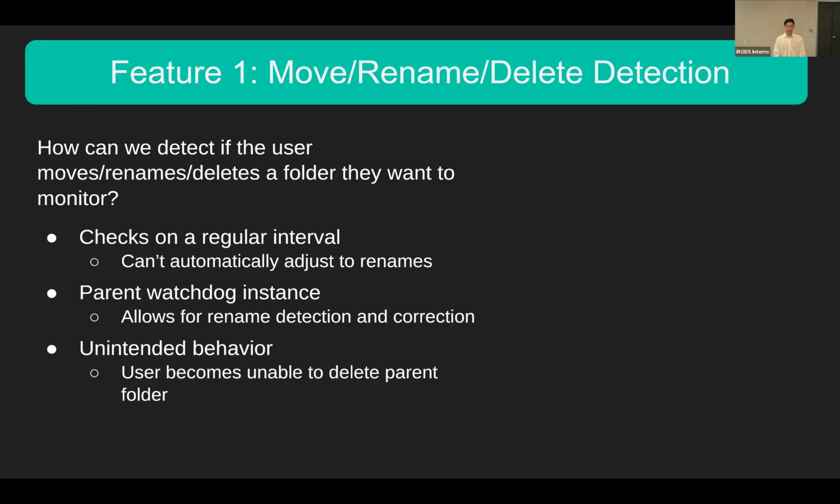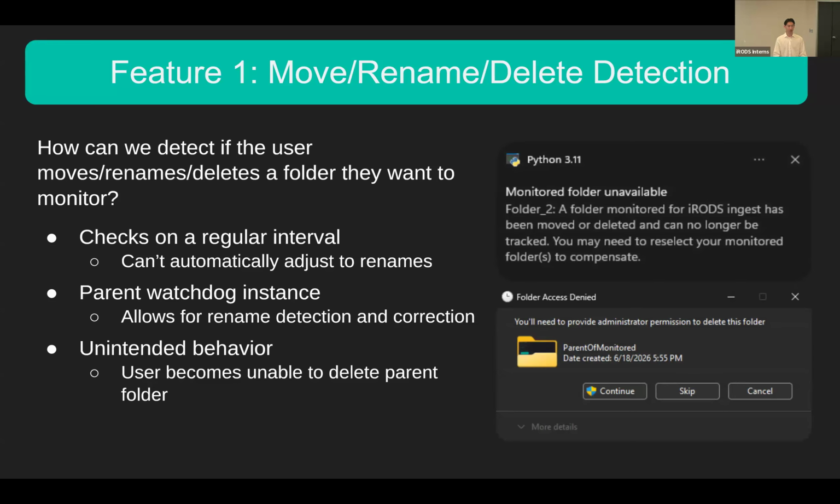The first feature that I worked on was the move, rename, delete detection. The thought process behind this was what would happen if a user decides to monitor a folder, but then later forgets about it, deletes it, moves it, or renames it. The first idea I had for solving this issue was to just have the app ping the folder on a regular interval and check if it still exists or not. However, I realized that this wouldn't allow it to automatically adjust if the user renames it. And I wanted this app to be more of a fire and forget, so that even if the user renames it, the app will be able to automatically adjust to that and keep working as normal.